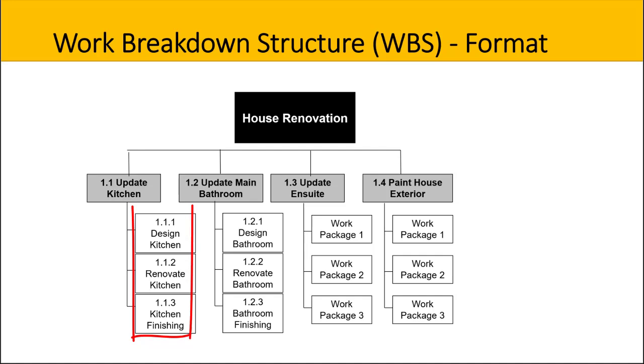Underneath the kitchen, we can see the first main work package is to design the kitchen, and that's coded as 1.1.1. Underneath that is 1.1.2, renovate kitchen, and 1.1.3, kitchen finishing or finalising the kitchen. We'll now take this work breakdown structure and create a Gantt chart.